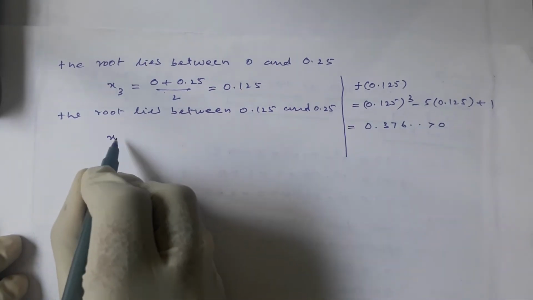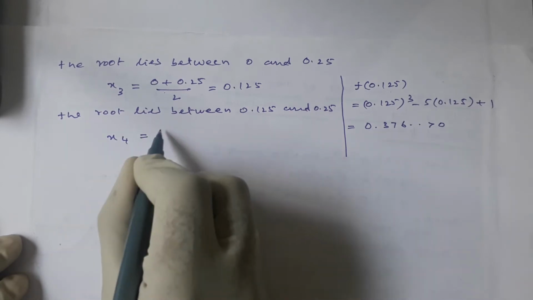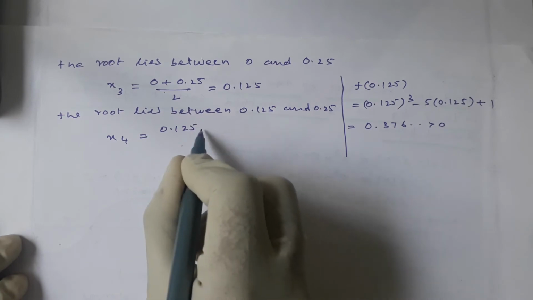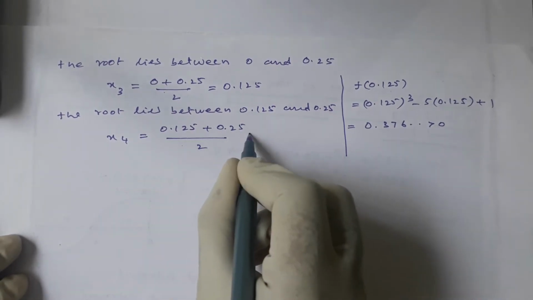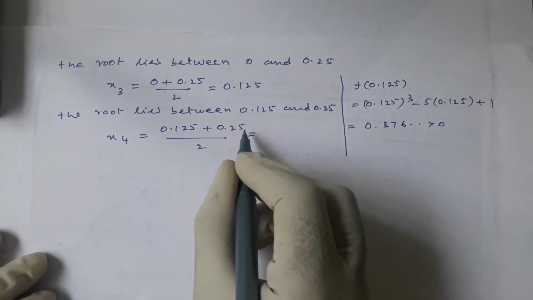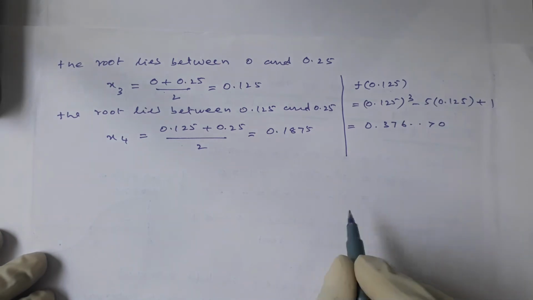Next, x4 is equal to 0.125 plus 0.25 divided by 2, which is equal to 0.1875.